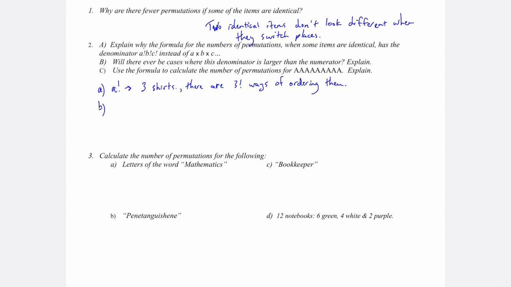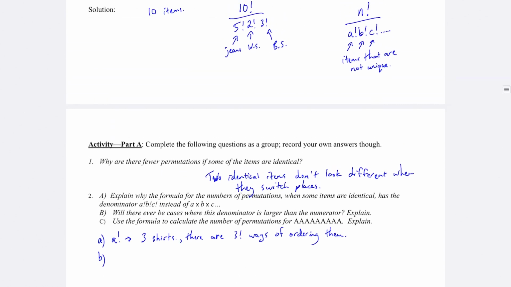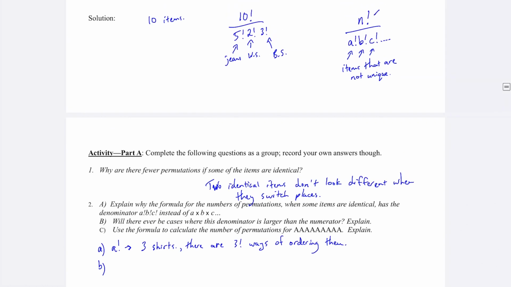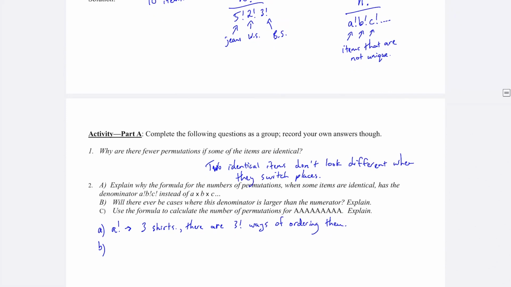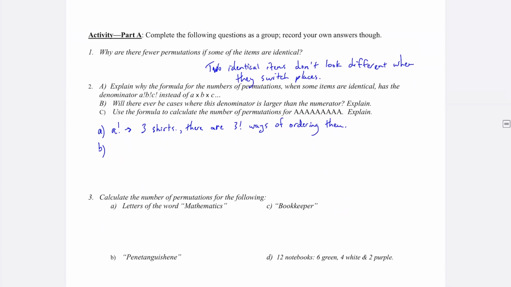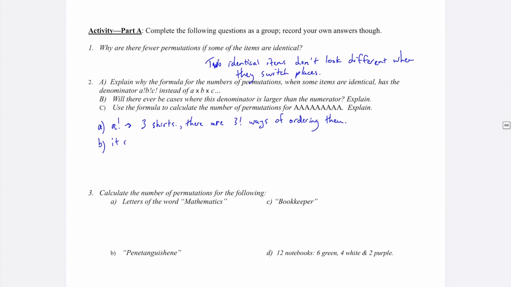B, will there ever be cases where this denominator is larger than the numerator? Explain. Well, what I might not have done a great job of identifying here, and this is consistent with all of our stuff, is that n is our sample size, right? So really what we're asking in B is, can the number of items that are not unique ever be greater than the sample size? Well, the answer is obviously no. It cannot be bigger than the sample size.